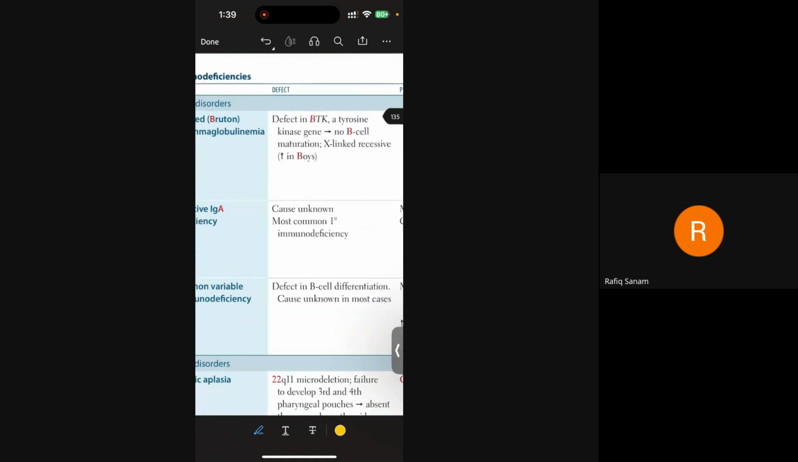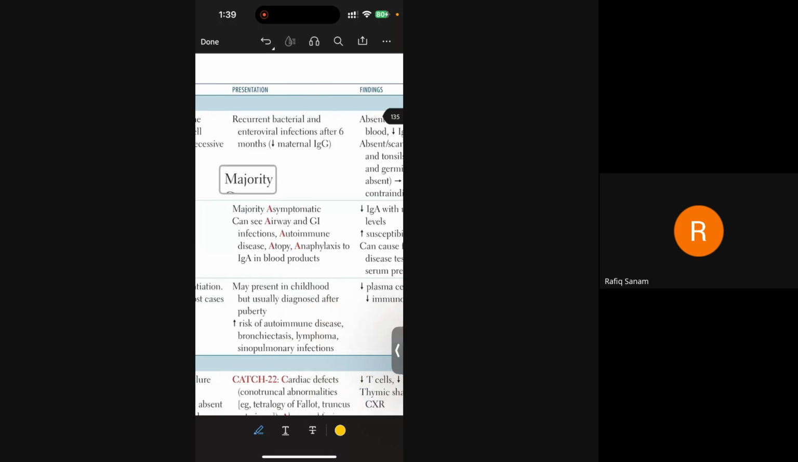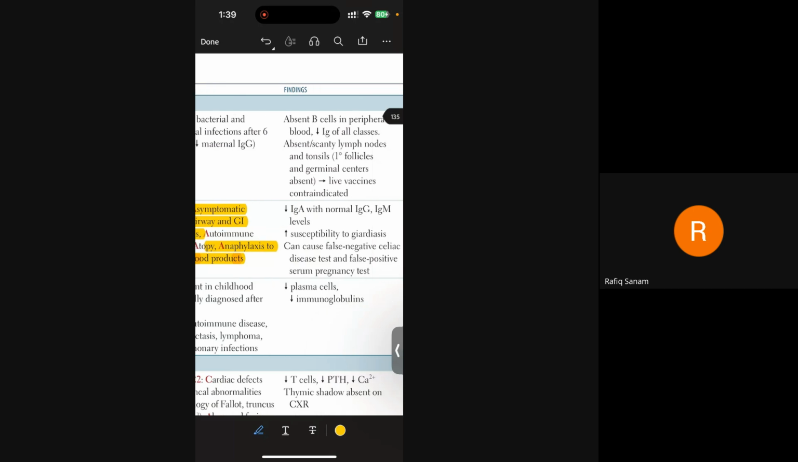Selective IgA deficiency, most common primary immunodeficiency. Majority asymptomatic, airway and GI infections. Our patient has 3 episodes of pneumonia. Atopy, autoimmune disease, anaphylaxis to IgA in blood products. Our patient receives blood products, and after blood products there is anaphylaxis. So that can also be explained by selective IgA deficiency.